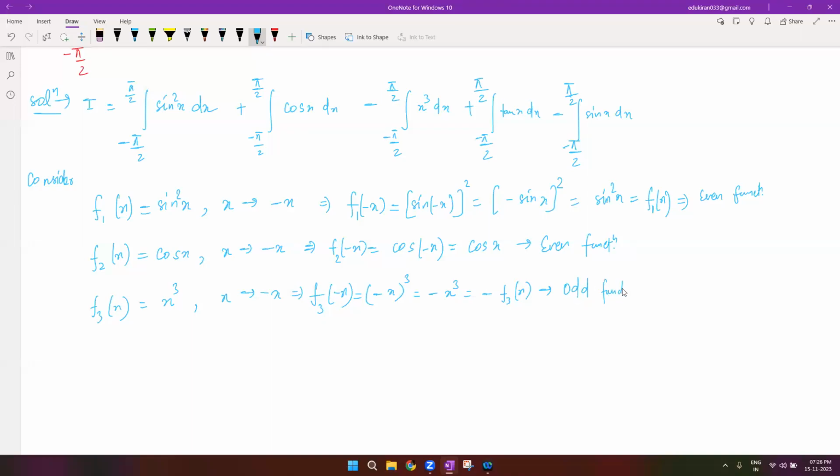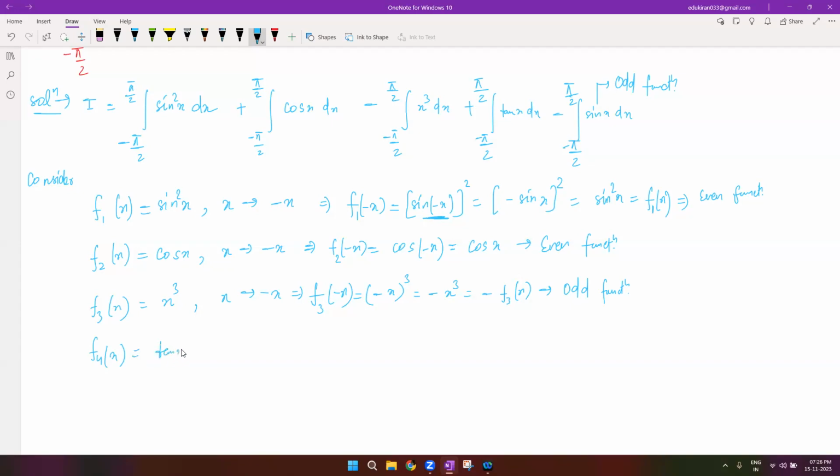Similarly, tan x and sin x are also odd functions. We have already checked this. Odd function. And tan x is also odd. I'll show you. I mean, sin x is odd. We can check this from here. See, it was square. That is why it was even. If it wasn't square, then it was minus times of sin x, which was an odd function.